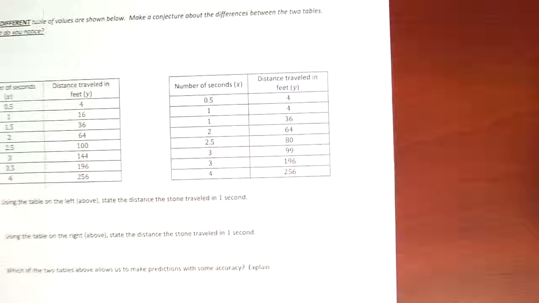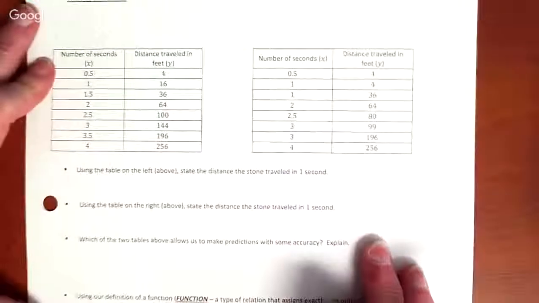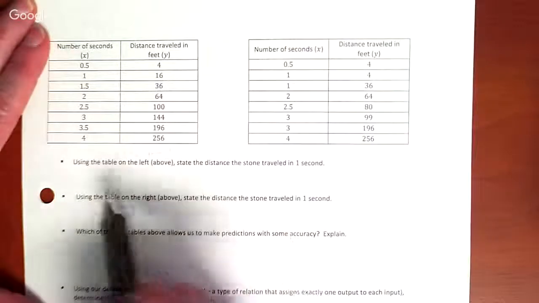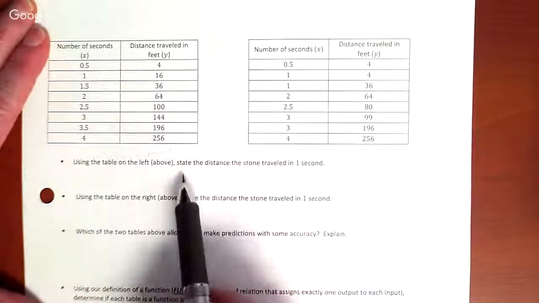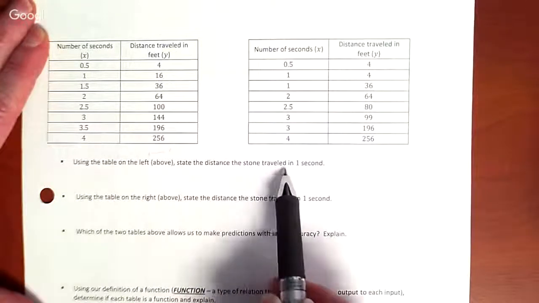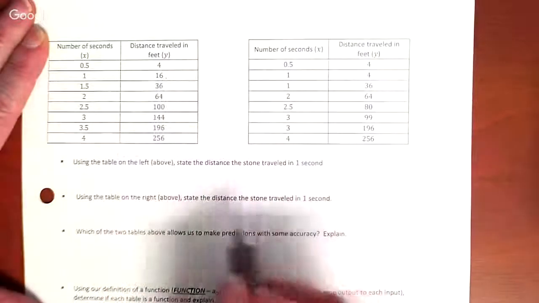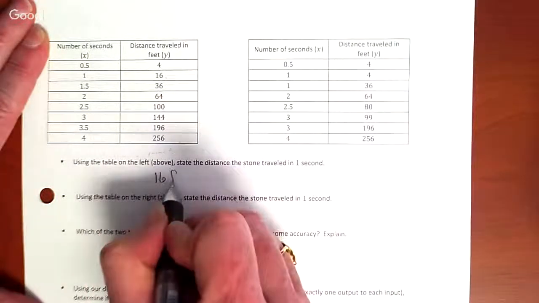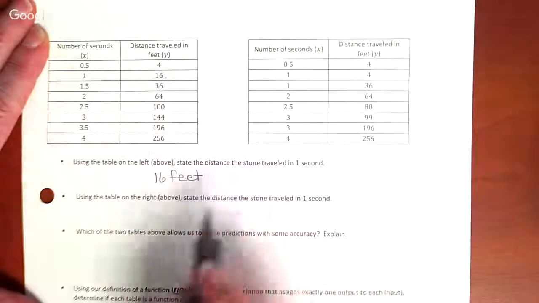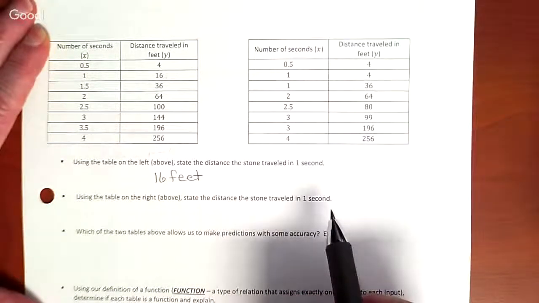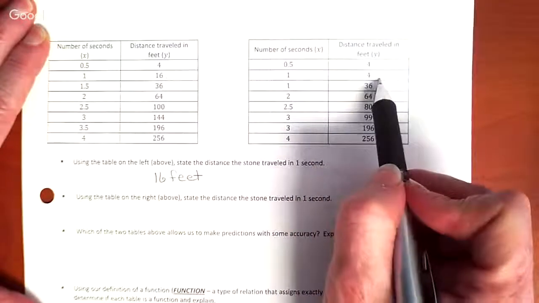All right, so now using the table, and I'm going to show this table as much as I can until I get down to the lower part of this. Using the table on the left, state the distance the stone traveled in 1 second. So in 1 second, that stone traveled 16 feet. Using the table on the right, state the distance the stone traveled in 1 second. That's a little bit harder because it not only traveled 4 feet, it traveled 36 feet.